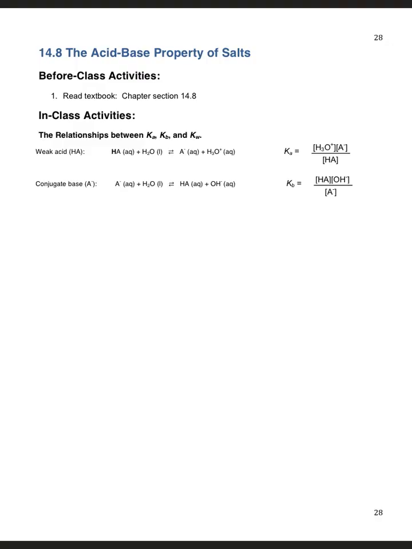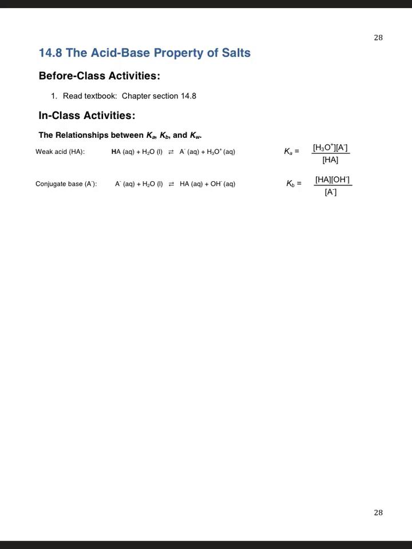In the absence of weak acid, when the conjugate base is present by itself and is dissolved in water, this conjugate base can accept a proton from water, behaving as a base to produce hydroxide ions as well. And because this involves a base, the equilibrium constant that we can write for this would be the Kb expression, which comes from the product over the reactant, excluding water.